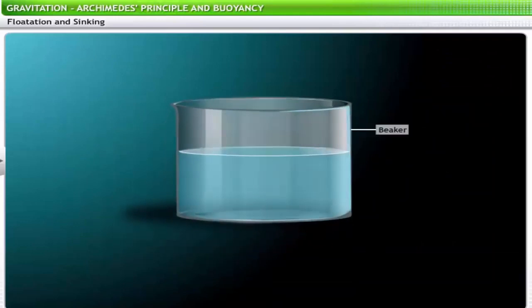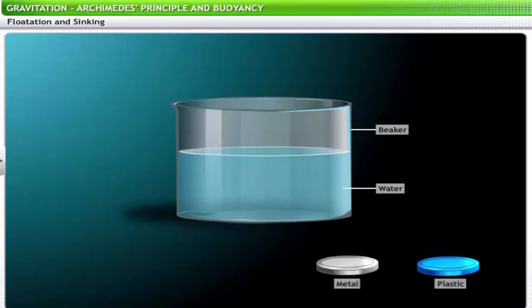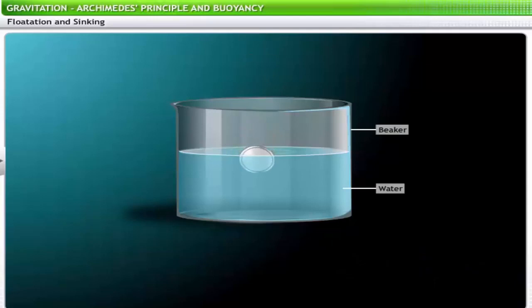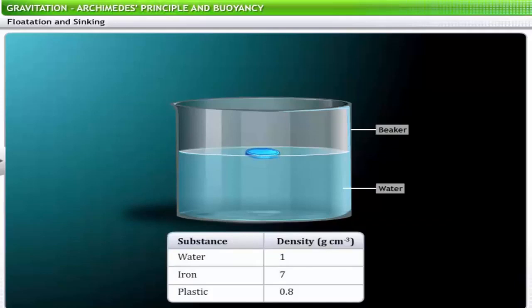First, we take a beaker filled with water. Find 2 identical coins, one of metal and the other of plastic. Place both the coins on the surface of the water. The density of water is 1 gram per cubic centimeter. The density of iron is 7 gram per cubic centimeter. The density of plastic is 0.8 gram per cubic centimeter. The plastic coin floats and the metal coin sinks.